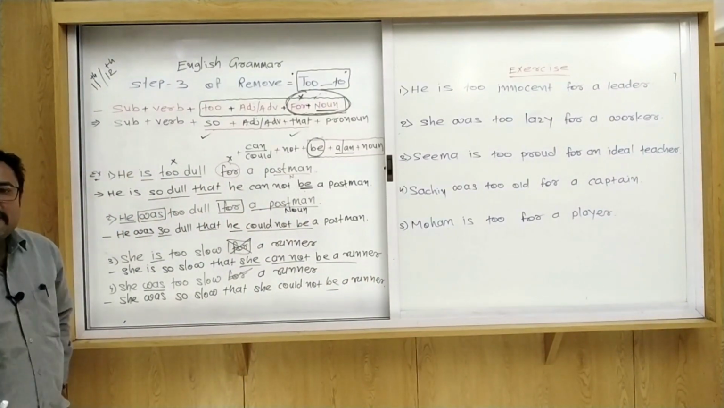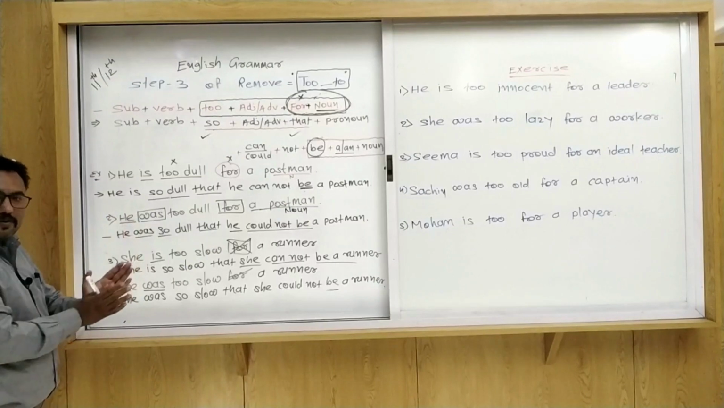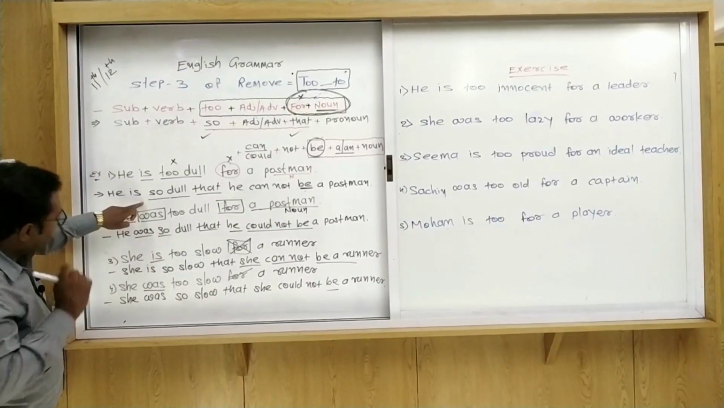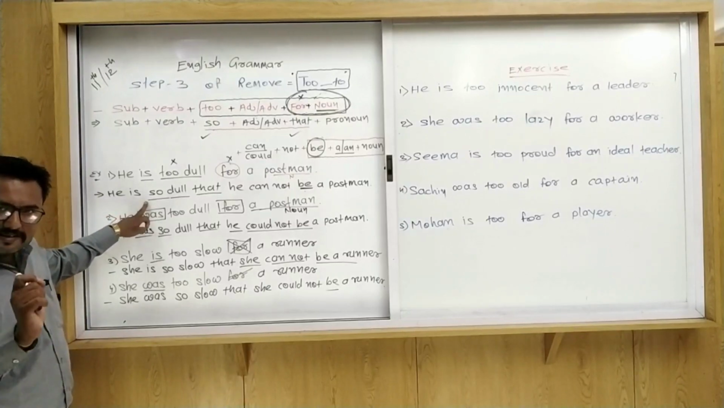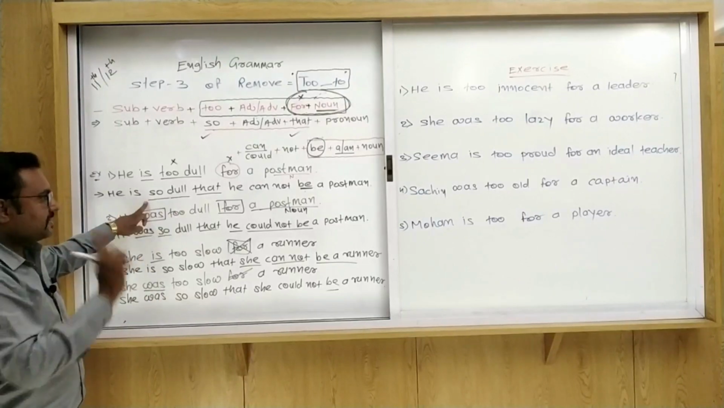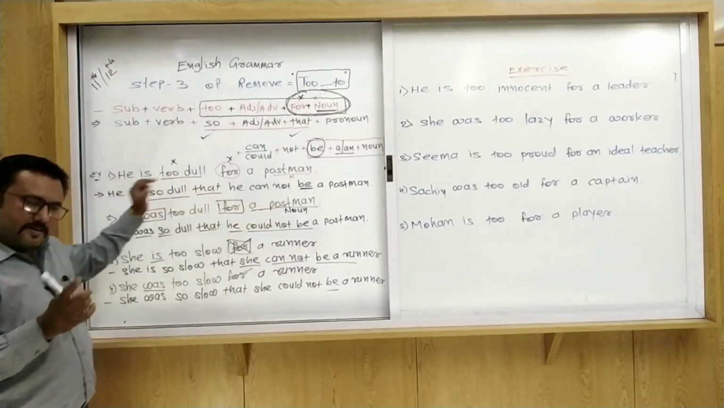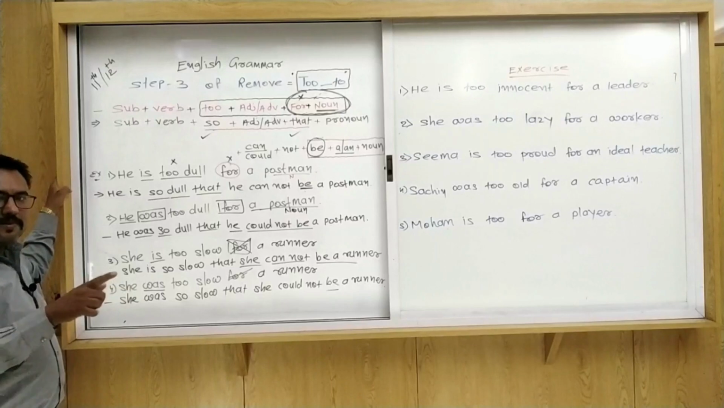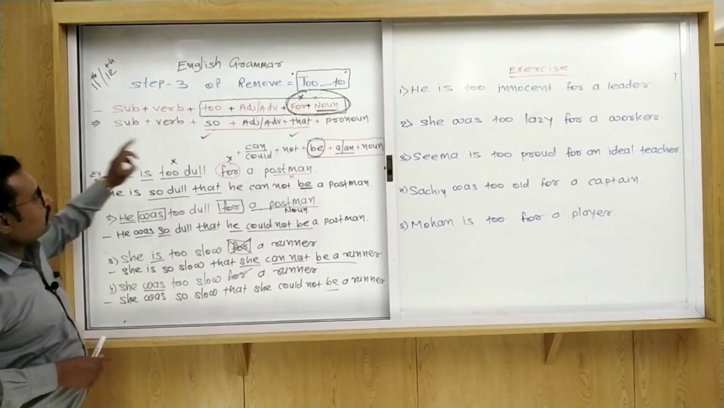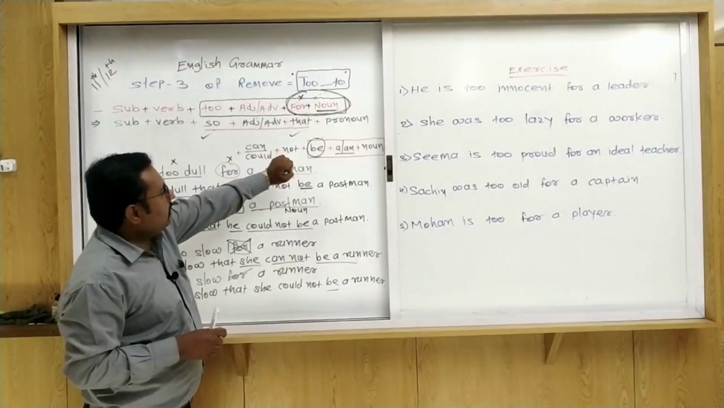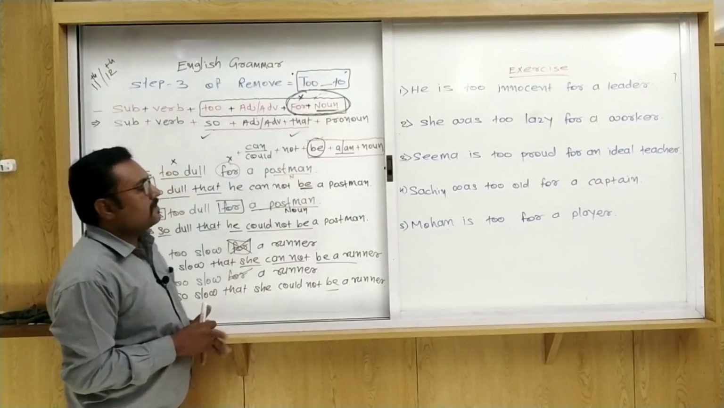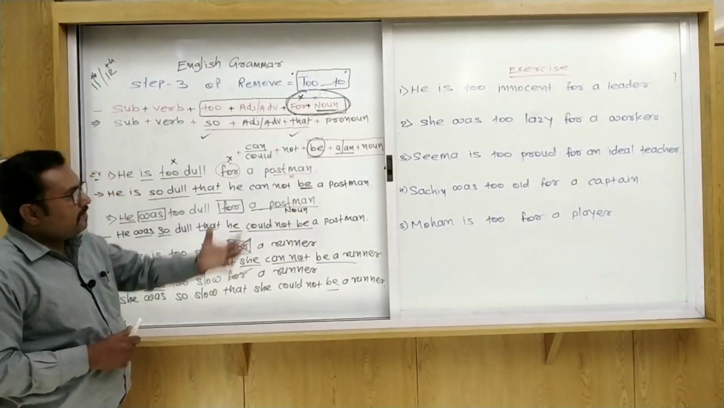So you understood, dear friends? First of all, you have to understand which tense is used. Suppose the present tense is used, so it is necessary to use can or will, and suppose past tense is used, so you have to use could or would. But after could or would, not is necessary, then be plus article an and noun.